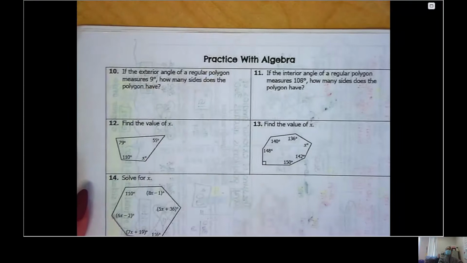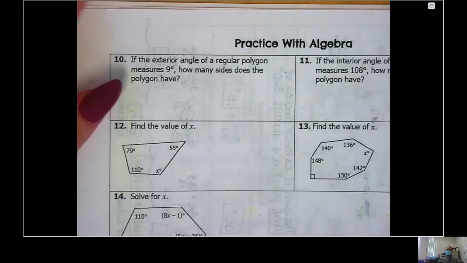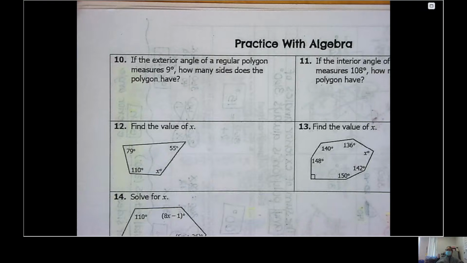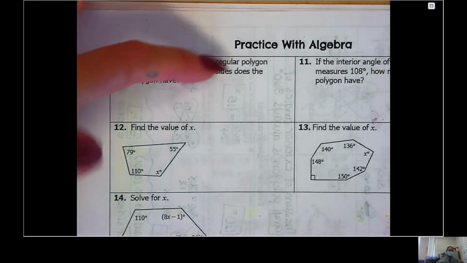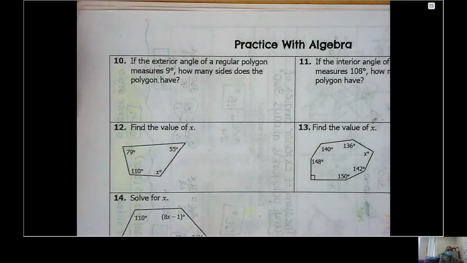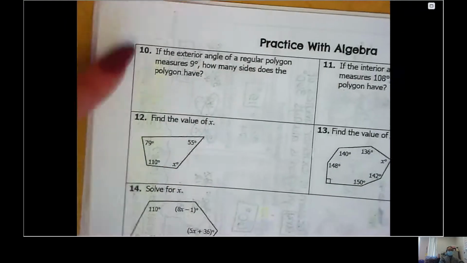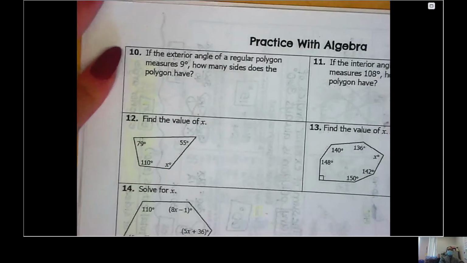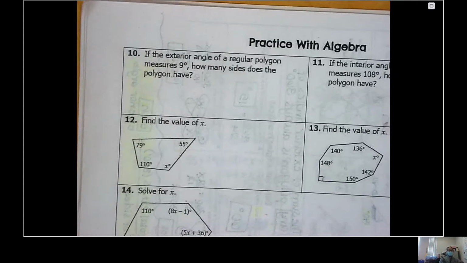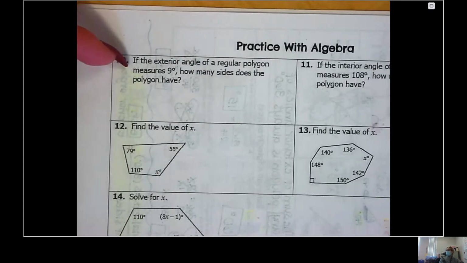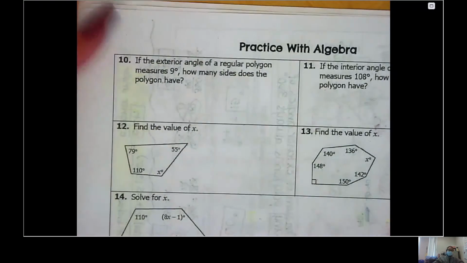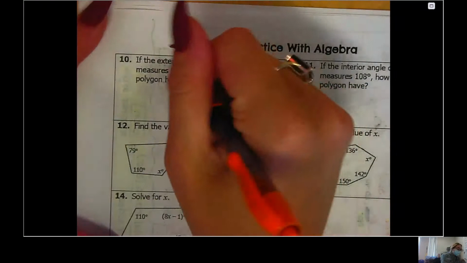So we're starting with number 10. If the exterior angle of a regular polygon measures 9 degrees, how many sides does the polygon have? All right, so stay on that side, but I'm going to flip my paper over. We're going to figure out which equation I should use. So first of all, are we talking about interior or exterior here? Exterior. So knowing that, which equation am I going to use?